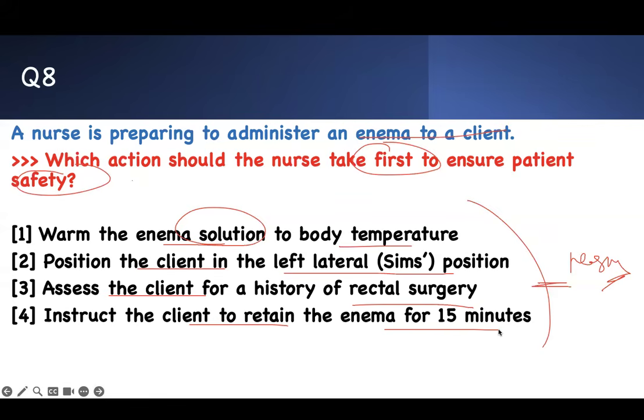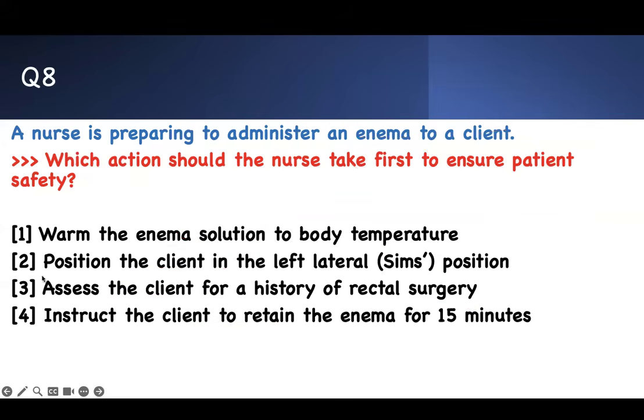Fine, we're going to warm the solution. Fine, I'm going to place the client in the left lateral position. Fine, I'll make sure the enema stays there 15 minutes, but I got to make sure they have not had anything that will prevent me from putting the enema there. Contraindication of placement of enema is rectal surgery. So if there's not anything in their rectum that will prevent me from putting the enema there, it's the most prioritized information. Therefore, number 3 is the best answer.